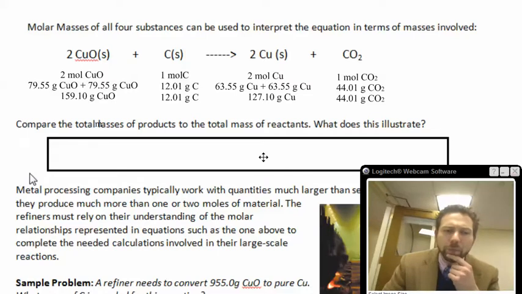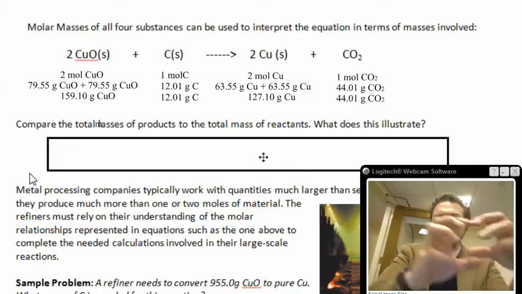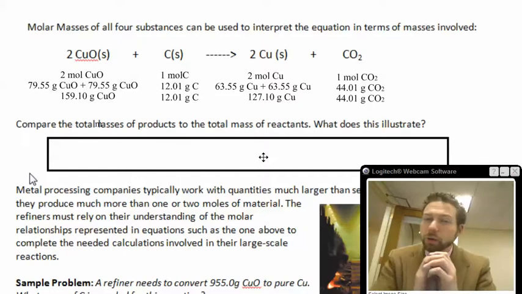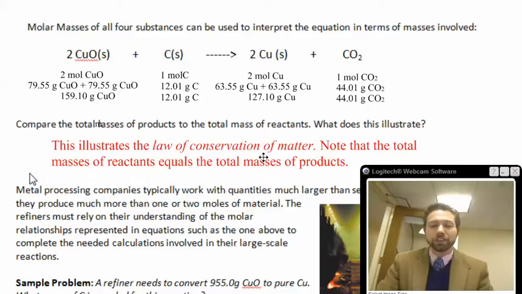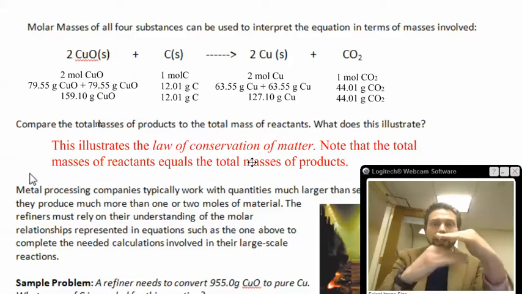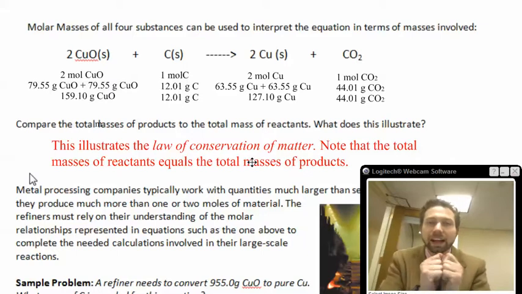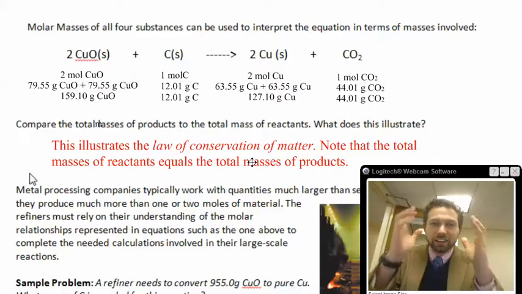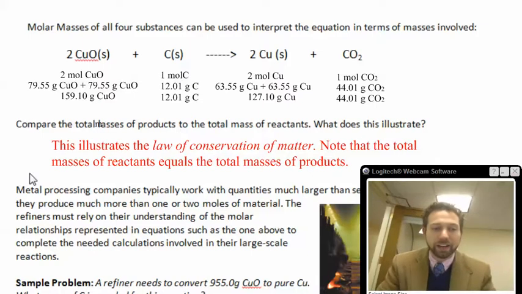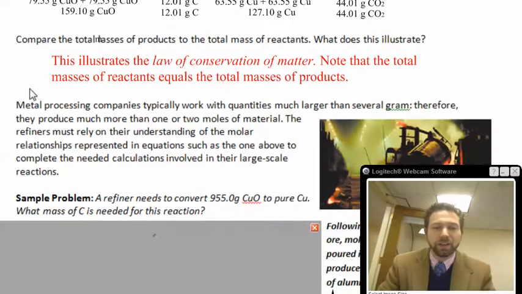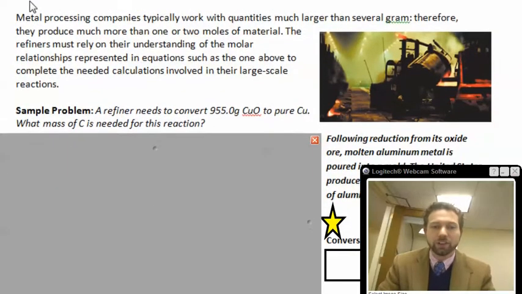Now, compare the total masses of the products and the reactants. Do you notice anything peculiar? You should notice that this illustrates the law of conservation of matter. Why? You want to note that the total masses of the products and the reactants are equal. That shows the law of conservation of matter is upheld. Yay! That's a good thing. That shows that we've balanced our equation. We've added up everything correctly. That's a good way of checking.